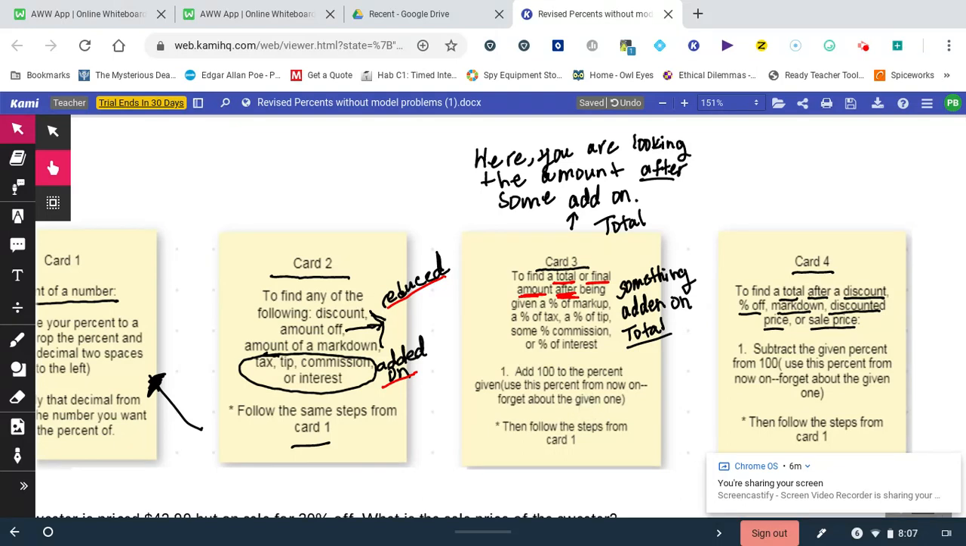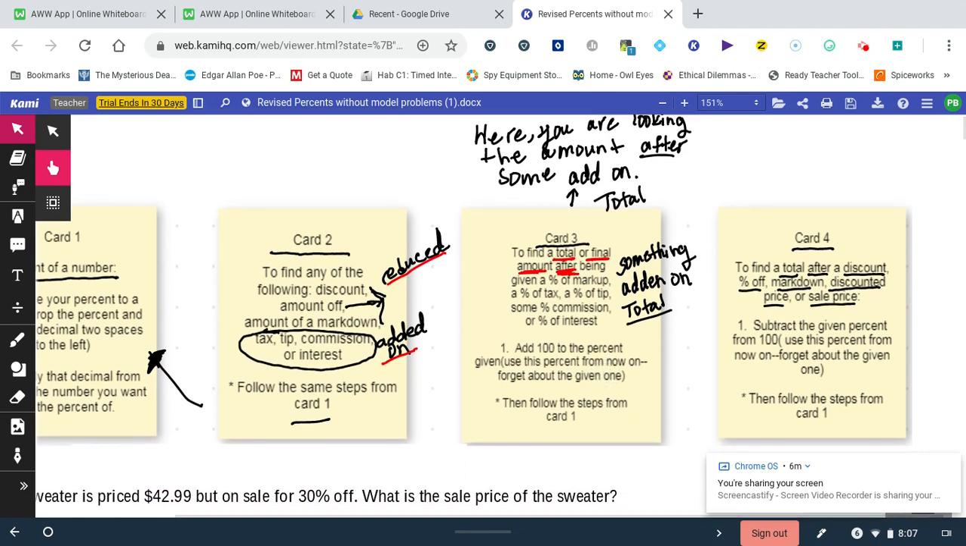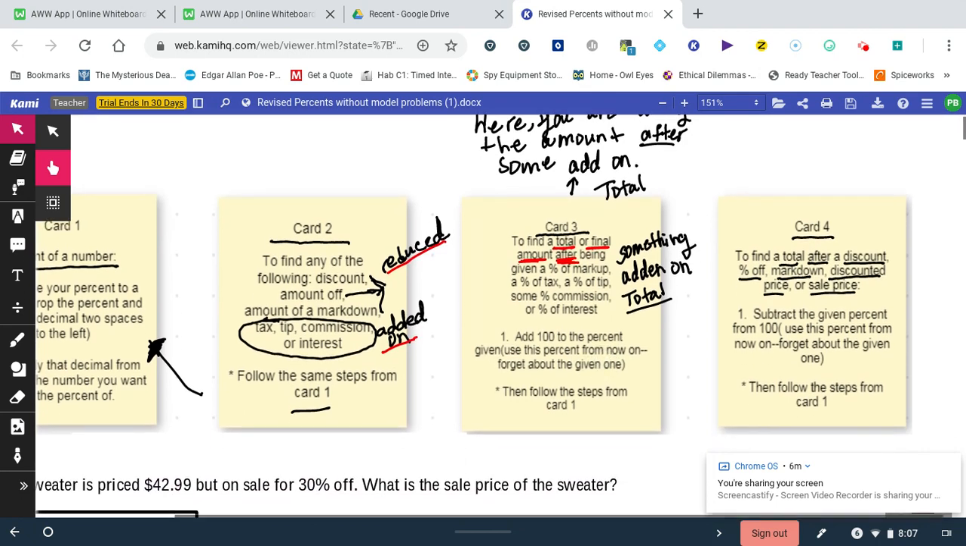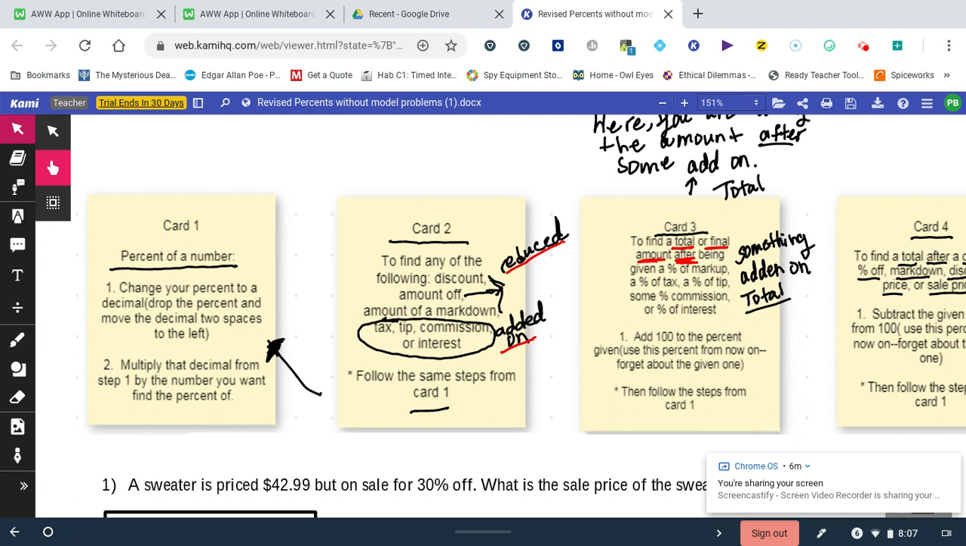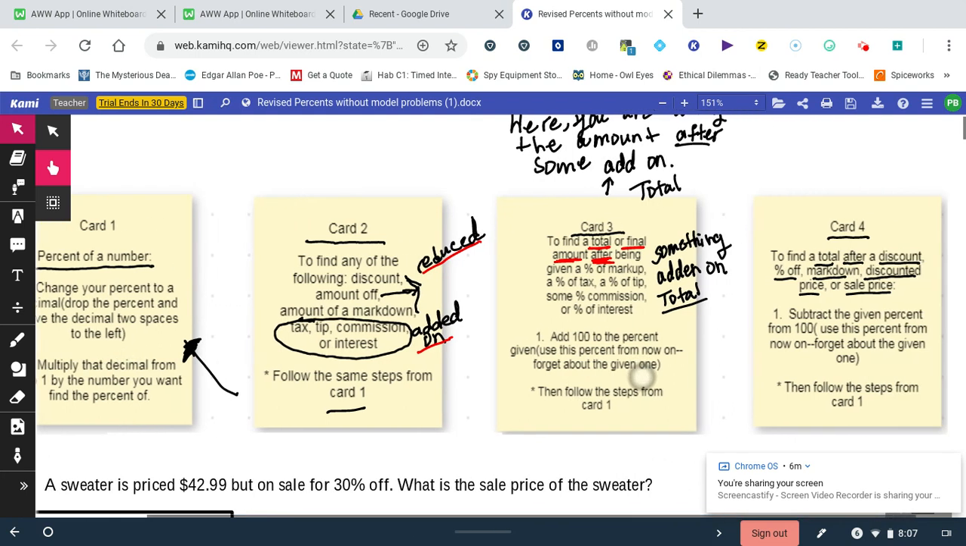So suppose you were given a 30% markup. Well, if you add 100 to 30, you get 130. You would use 130 instead of the 30%. So you would add 100 to the percent, and then you follow the steps from card 1. So that means you just go back over here and follow these steps again.